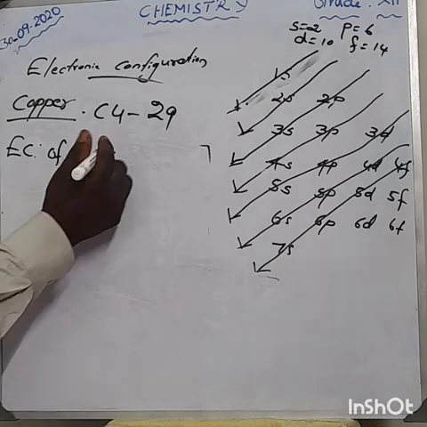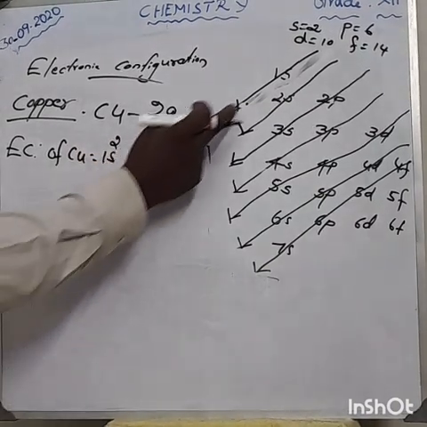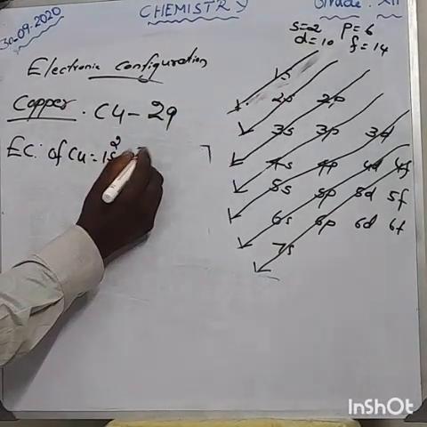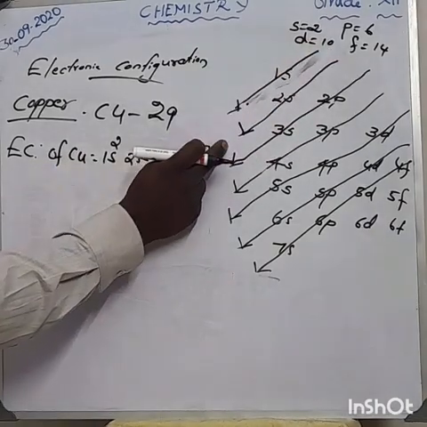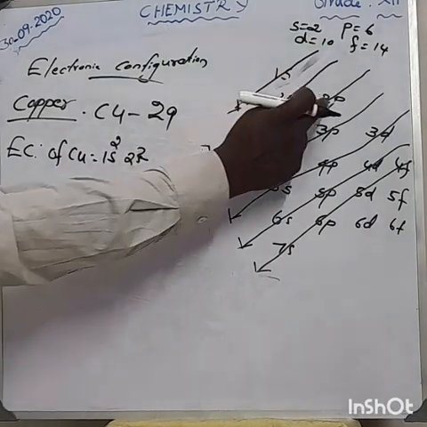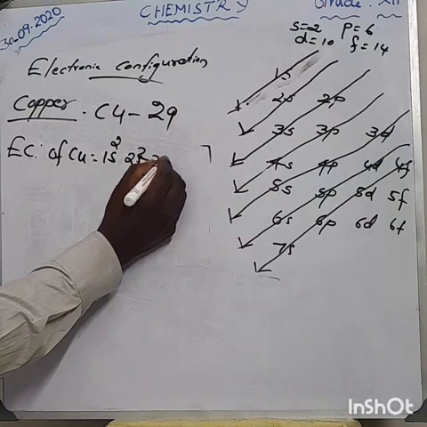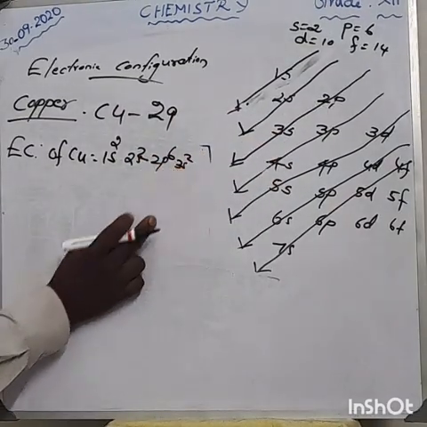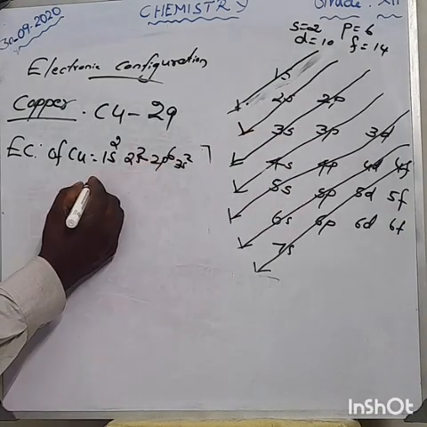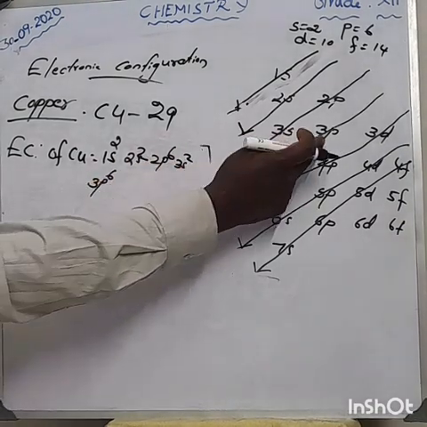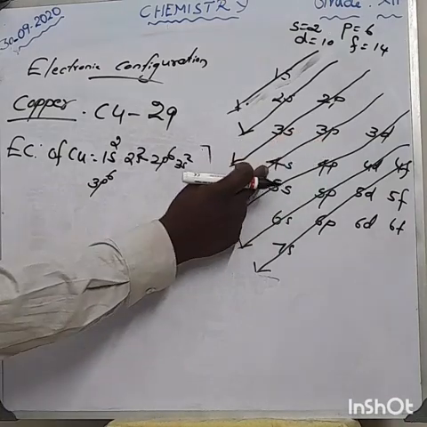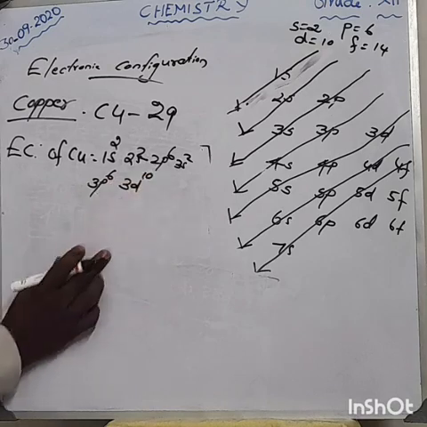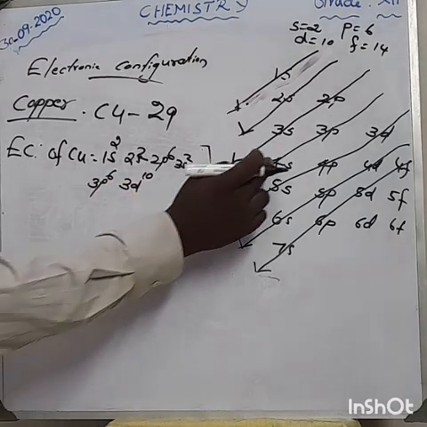So 1s2. The line is over. The second line, 2s2, starting here and ending with the arrow. Next one, 2p6. After the 2p, 3s2. Next, 3p6. After 3p6, don't write 4s, write 3d. 3d10. Next one, 4s.